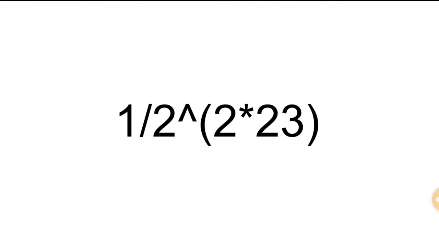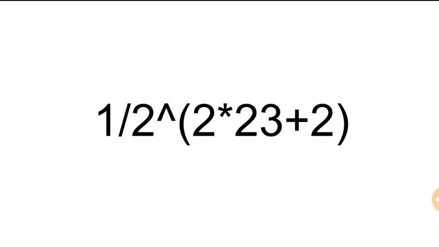So now the problem looks like 1 divided by 2 to the power of 2 times 23. But if you want two children to be the same gender, you need to double the whole probability. So you add 2 to the exponent. Next, you need to simplify the equation. Simplifying it looks like this: 1 divided by 2 to the power of 48. And by solving that, we can get our probability.